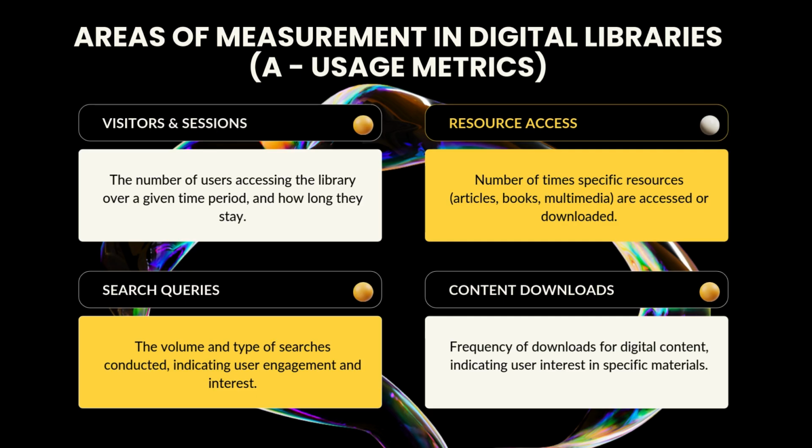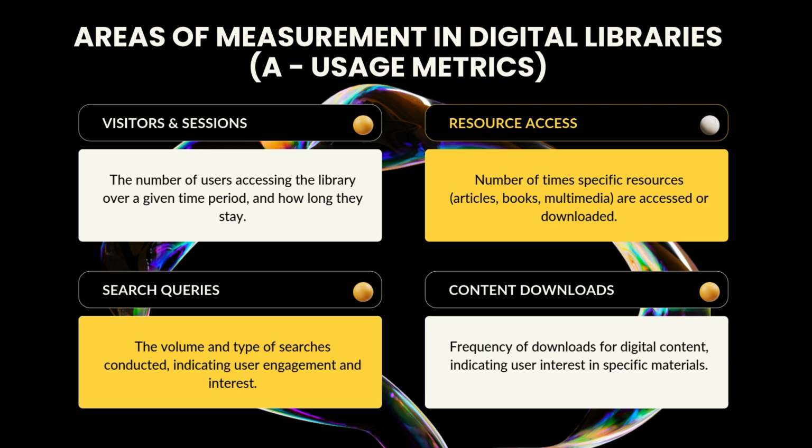In this slide, we focus on usage metrics, which are one of the most important areas of measurement in digital libraries. Usage metrics help us understand how users interact with the digital library system. The first metric is visitors and sessions. This refers to the number of users accessing the digital library over a specific period and how long they stay. For example, if 500 students log in during 1 week and each spends an average of 15 minutes per session, this information tells us how frequently the library is used and whether users are spending enough time exploring resources.